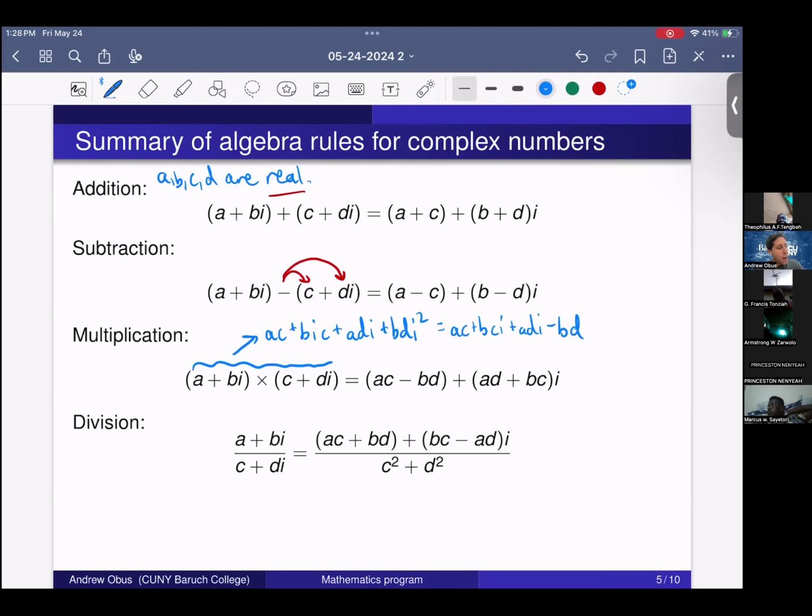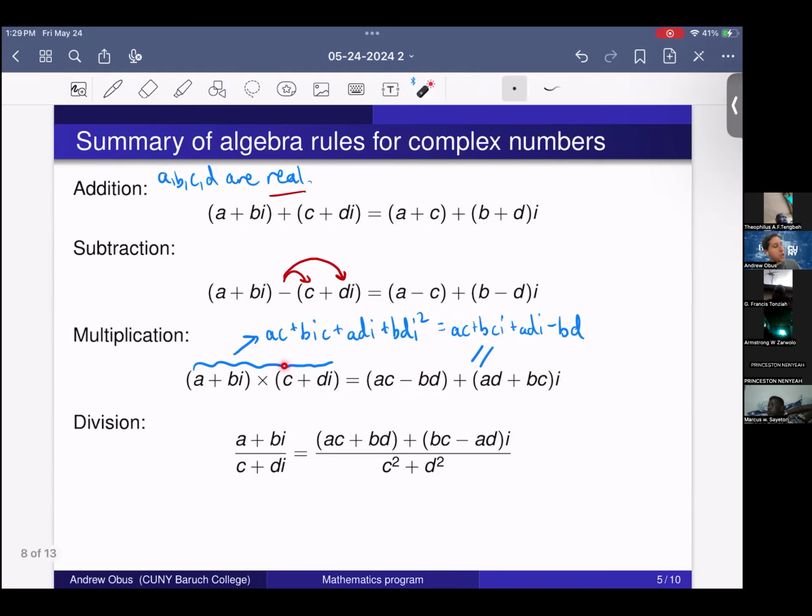Okay? And now, when you collect all the terms, this is exactly equal to this expression. We have the ac minus bd. That's your real part over here. And you have bci plus adi. So that's exactly ad plus bc times i. You just pull out an i. Okay. So this is the general formula for multiplication.